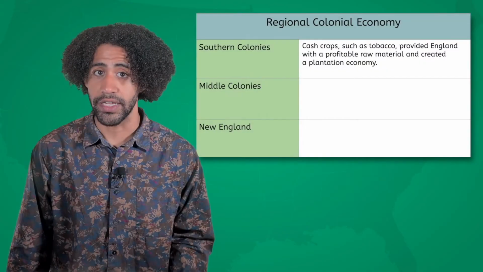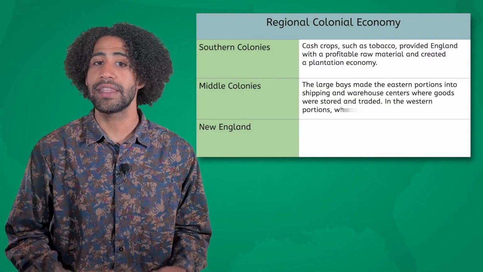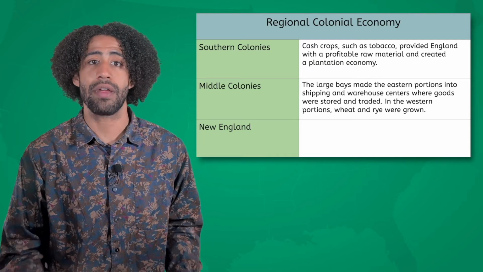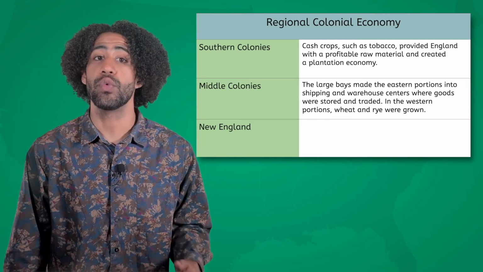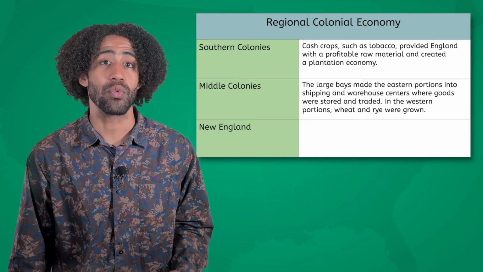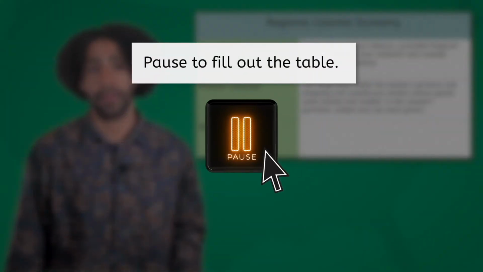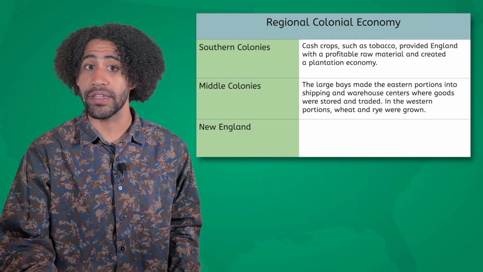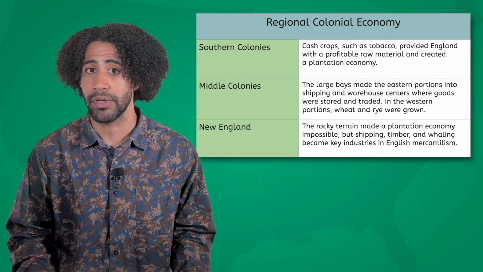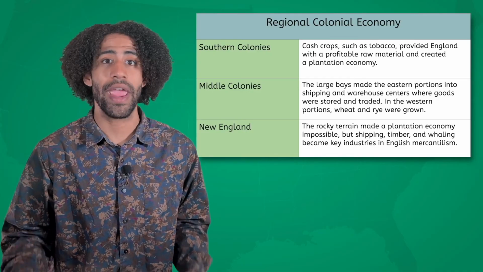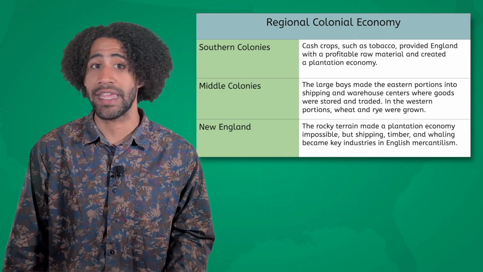In the middle colonies, the large bays made the eastern portions into shipping and warehouse centers, where goods were stored and traded. In the western portions, wheat and rye were grown. In New England, the rocky terrain made the plantation economy impossible, but shipping, timber, and whaling became key industries in English mercantilism.